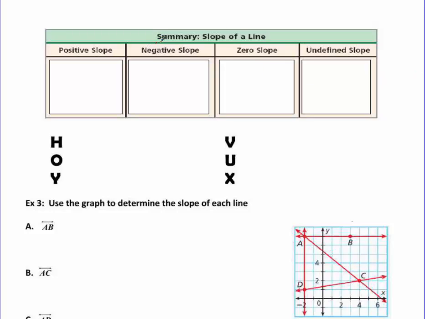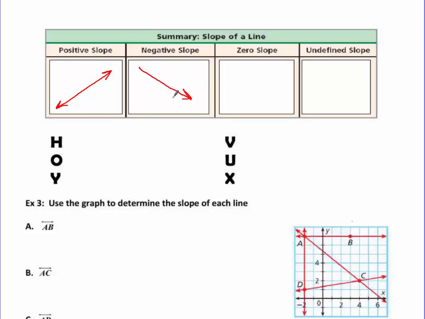Okay, something that we need to be familiar with is when a line has a positive slope, a negative slope, zero slope, or an undefined slope. These are things you need to be able to just glance at and answer. So a positive slope looks like this. And remember, when we read a graph, we read from left to right. So starting down here, we're going from the left to the right. Our graph is increasing, so it's a positive slope.